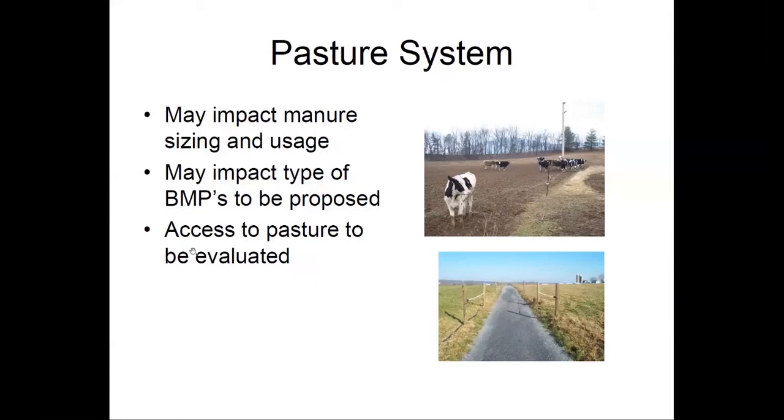So another thing you've got to do is you've got to evaluate your access to your pasture. How are the cows getting out there? Are they walking 1.5 miles to the furthest pasture, or are all the pastures close? That can affect how you're doing your systems.